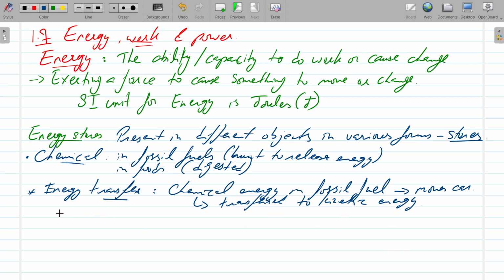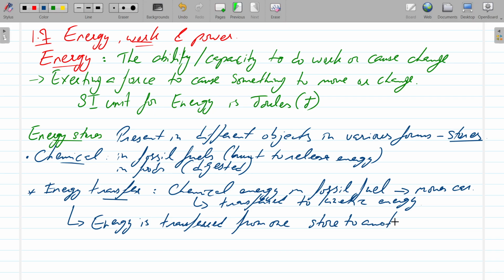Right, and so what we learn from that, when we talk about other stores, is that energy is transferred from one store to another. So over here you had chemical, and then you had kinetic energy, which is another form of energy store. And the kinetic energy can be transferred to another kind of energy, and so on and so forth, right? So chemical energy is one example of an energy store.